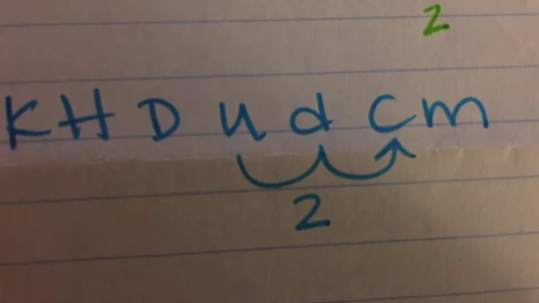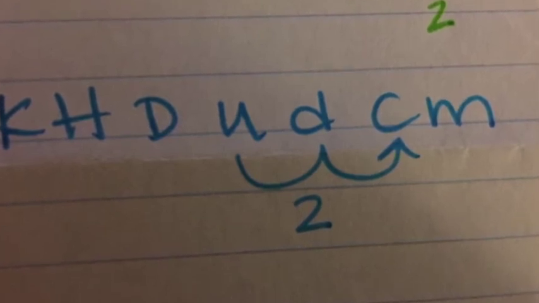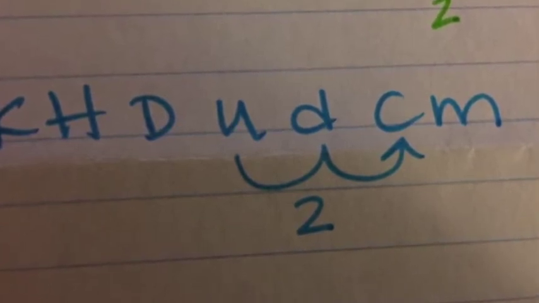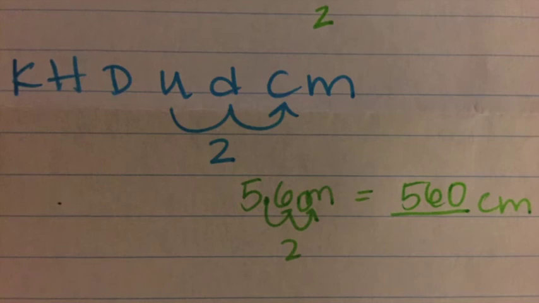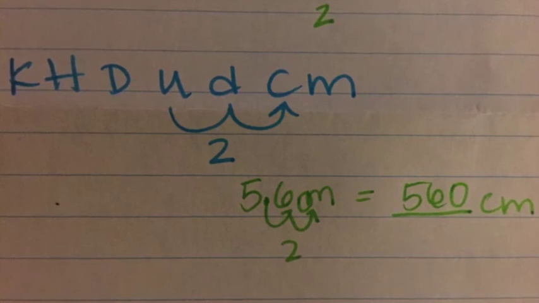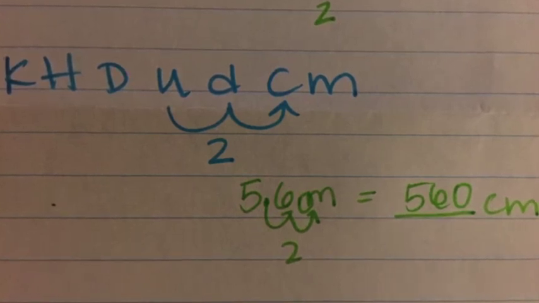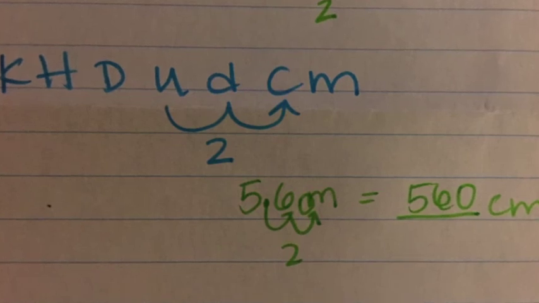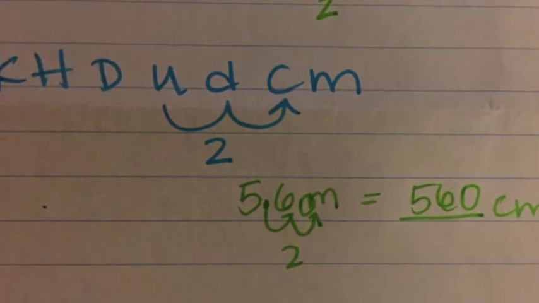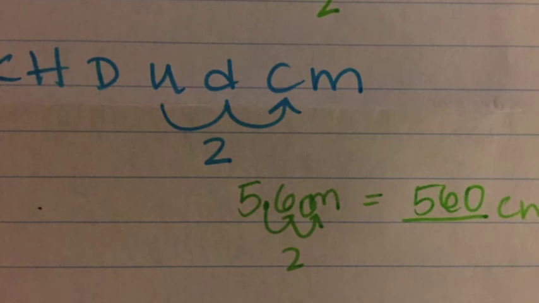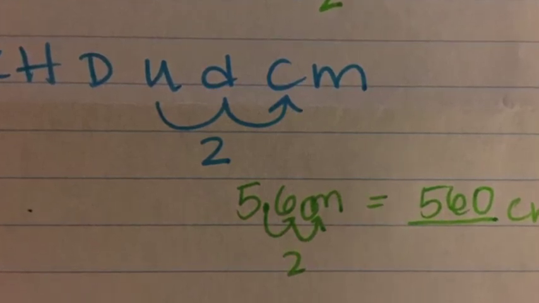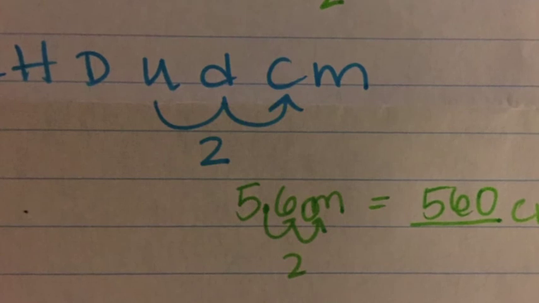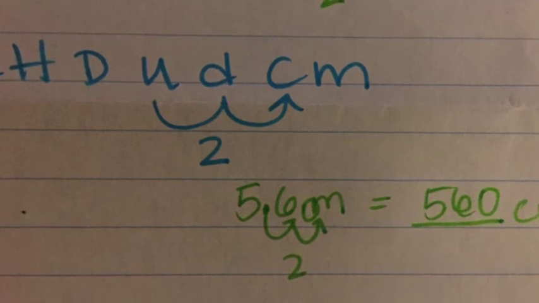Number 19, 5.6 meters equals how many centimeters? So we're starting at meters, our base unit, U, and we're going to centimeters, our C. So we're going to the right 2 spaces. In 5.6, we already have our decimal place in the middle. So our decimal place is going to move to the right 2 spaces. So we'll move to the right to the end of the 6, and then to the right again, we'll have an open space where we add an extra 0, which gives us 560 centimeters.